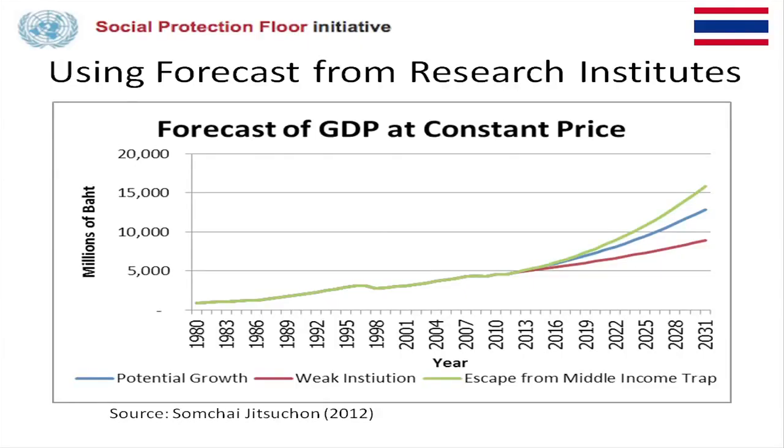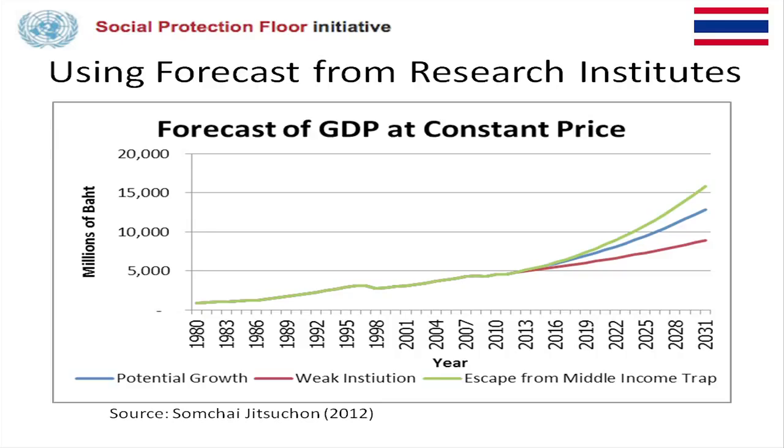Okay, this is to show you the TDRI forecast for the long term, 20 years. Usually we cannot rely on the past. For the short term, usually we think we can use trend analysis because in the short term, everything changes a little bit. But for the long term, 10 years, 20 years, usually we need some more sophisticated analysis.